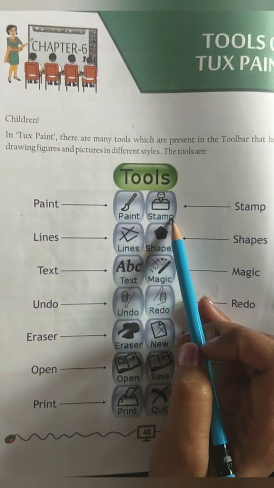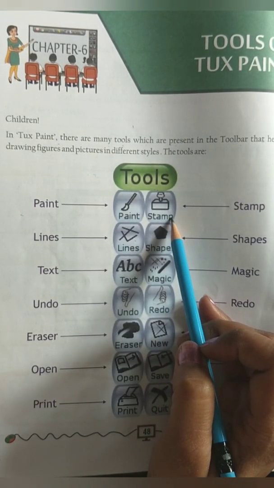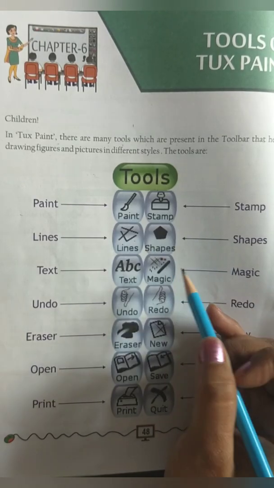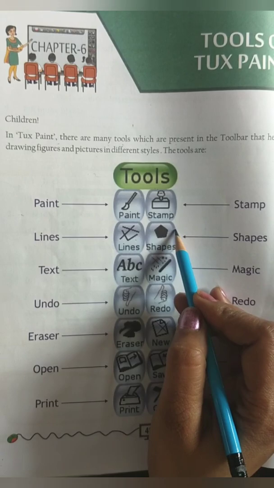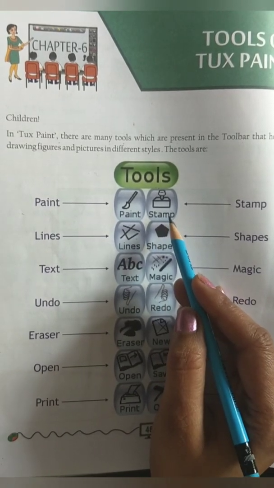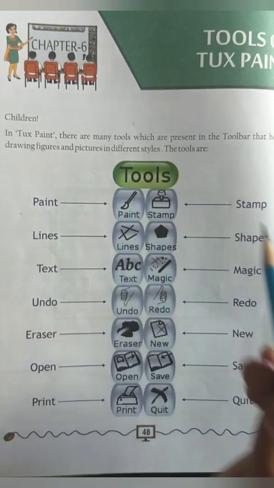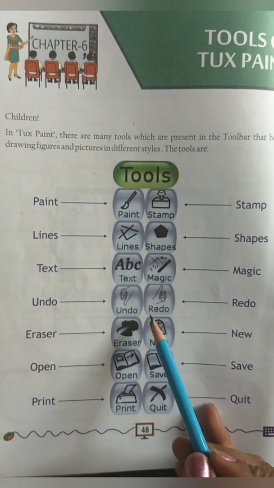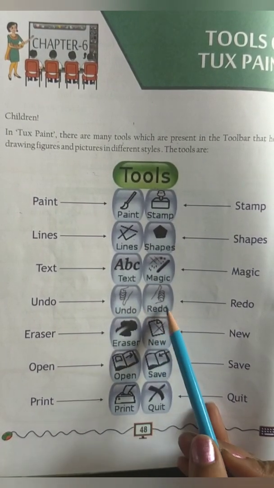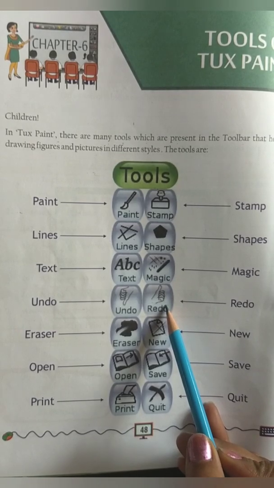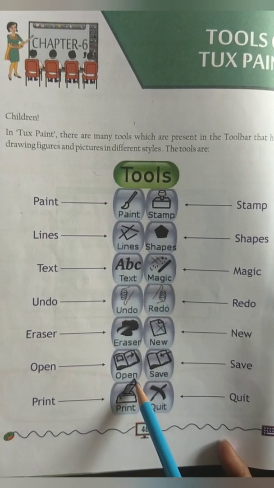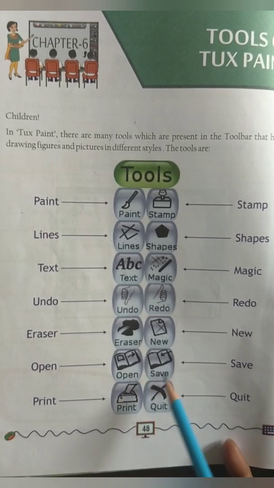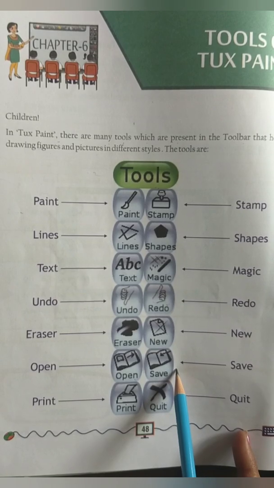Stamps work simply like your drawing stamps, means whatever pattern is there on the stamp, if you use the stamp tool, then that figure will be drawn on your sheet, okay? And some options like undo, redo, these are to make changes in your drawing. And this New is to open a new drawing, Open is to open your previously saved drawing. And this button Save, as the name says, is used to save your drawing.